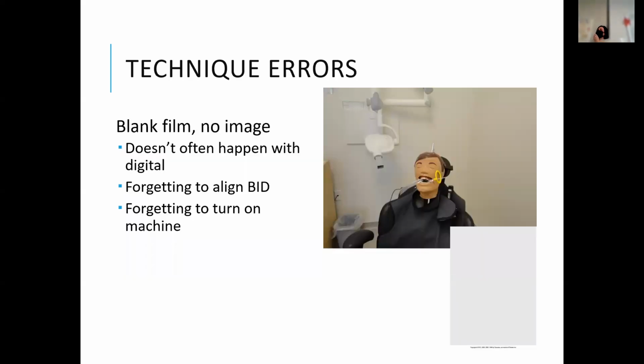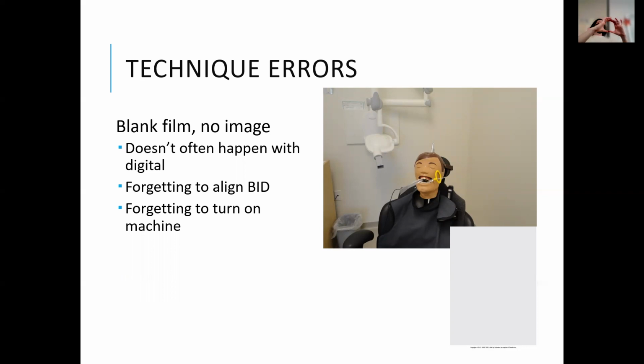And then if a film is blank, so no image, that doesn't often happen with digital, but it can if you forget to align the BID or you forget to turn your machine on. But what can happen a lot of times is somebody takes a film, they got everything lined up perfectly, and you only see a tiny little bit, and three-quarters of it is white. So what happened there? It cone cut, but why did it cone cut so much?